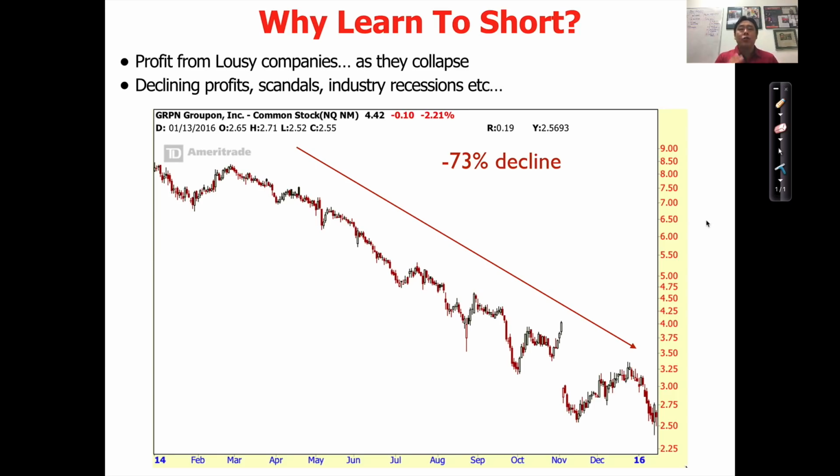All right. The next reason we must learn to short is so we can also profit from lousy companies as they collapse. Remember that not all companies are good. For every one good company, there are 10 lousy companies that are collapsing because of declining profits, scandals, recessions. So, if you learn how to make money as the price goes down, it increases your opportunity of profiting from companies as well. So again, if you look at Groupon, when it declined 73%, if you could short Groupon, that would translate to a 73% profit gain for you.